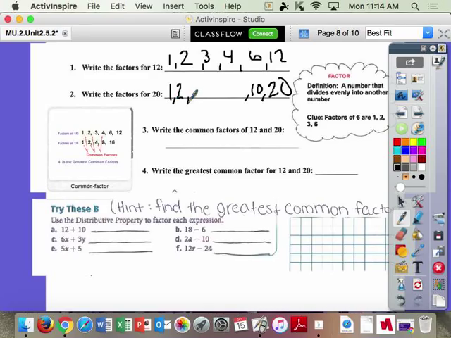Does 3 go into 20? Does 4 go into 20? Does 6 go into 20? Does 7 go into 20? Does 8 go into 20? Does 9 go into 20?